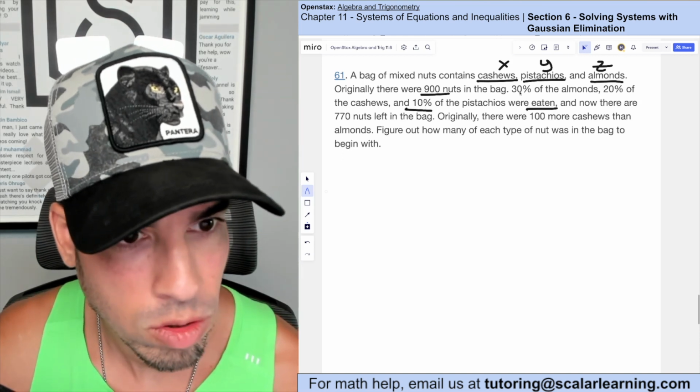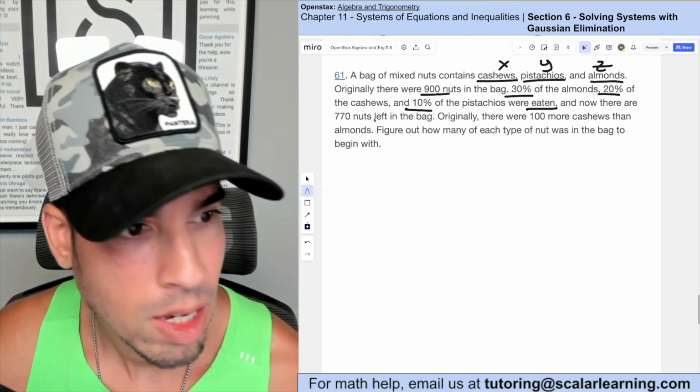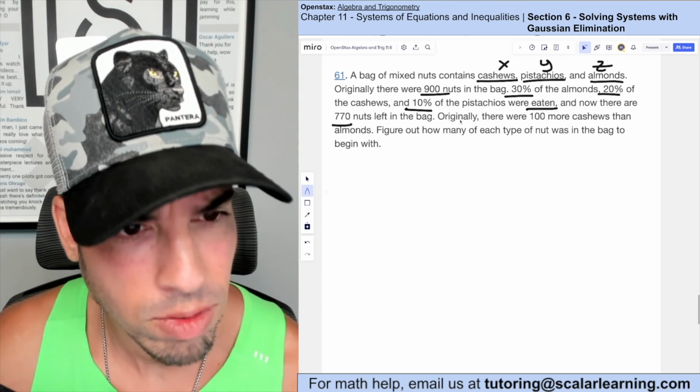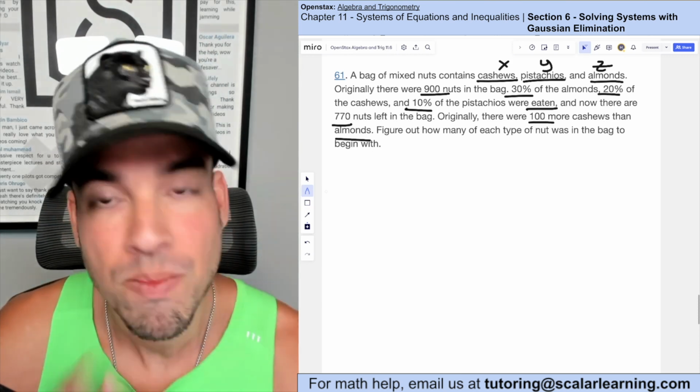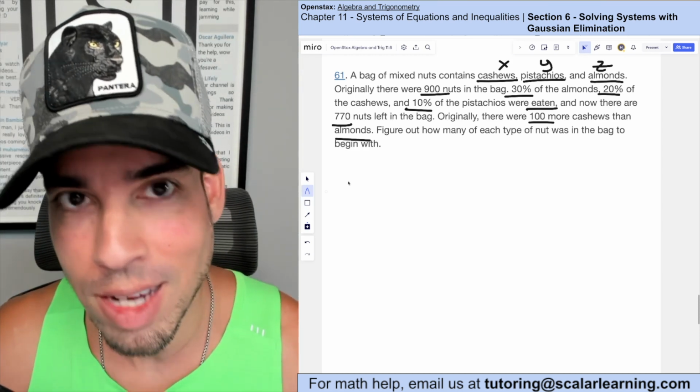And let's underline those numbers. And then it says, and then there are 770 left in the bag. Originally, there were 100 more cashews than almonds. Okay. That's 3 relationships. Now we can write this out.